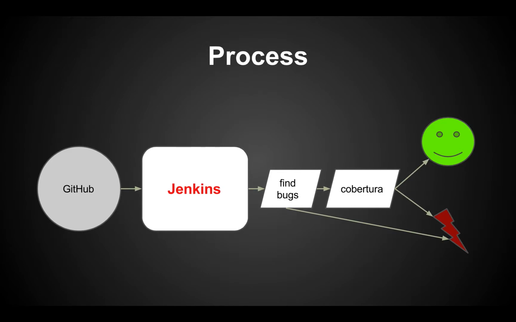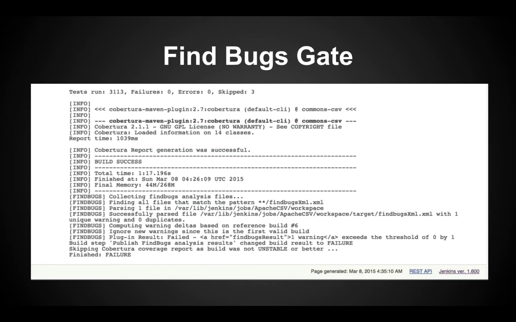The Jenkins does an MVN build, and then as a part of the post-build step, it passes the build project to Findbugs and Cobertura. Findbugs is used to perform static analysis, and Cobertura is used to determine the code coverage. These two tools also act as gateways to decide whether the build is a success or a failure. As you can see on the screen, this is a Findbugs gate, and you can see in the report that the build has failed because the Findbugs threshold was breached.